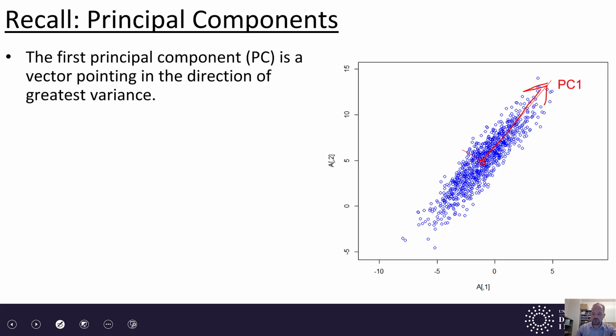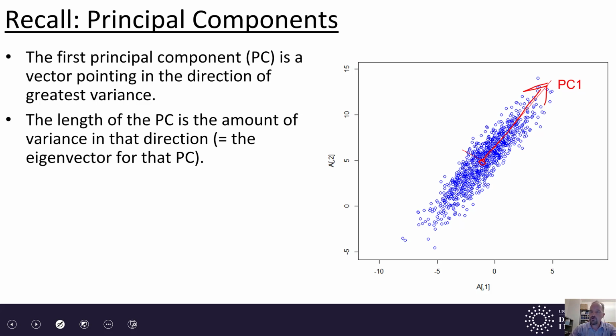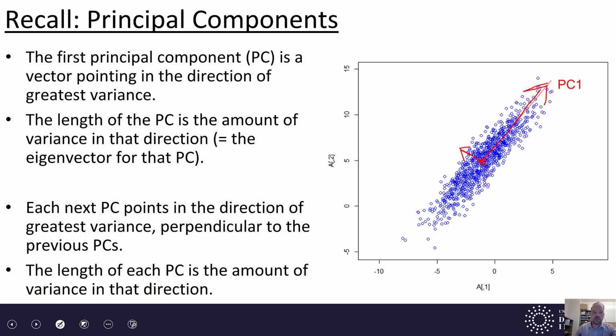The next principal component is the vector that points in the direction of next greatest variance. It's perpendicular to the first principal component. And so we define the principal components iteratively like that. Each new principal component is perpendicular to the previous ones and points in the direction of next greatest variance. So you'll wind up with the same number of PCs as you have feature variables in your data. And the earlier PCs, the first few, are the ones that capture most of the variance.